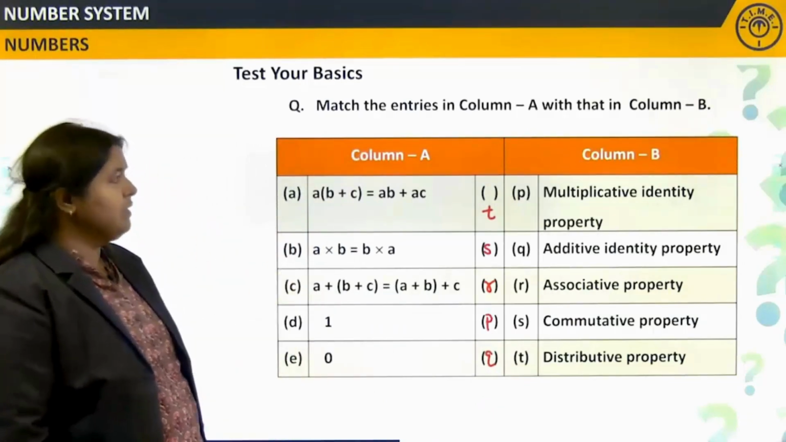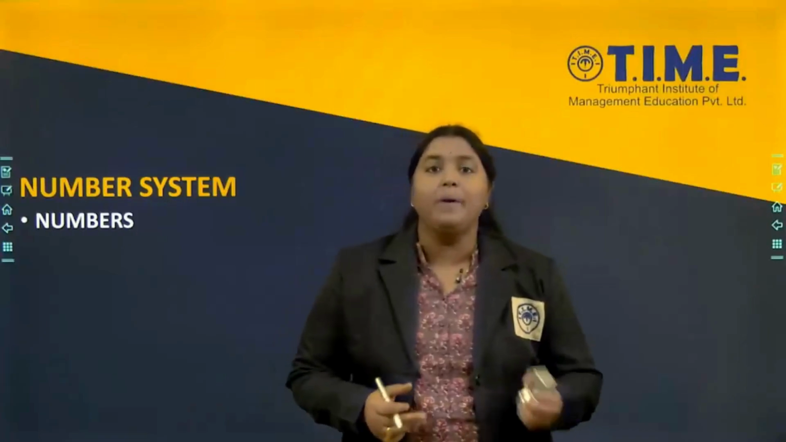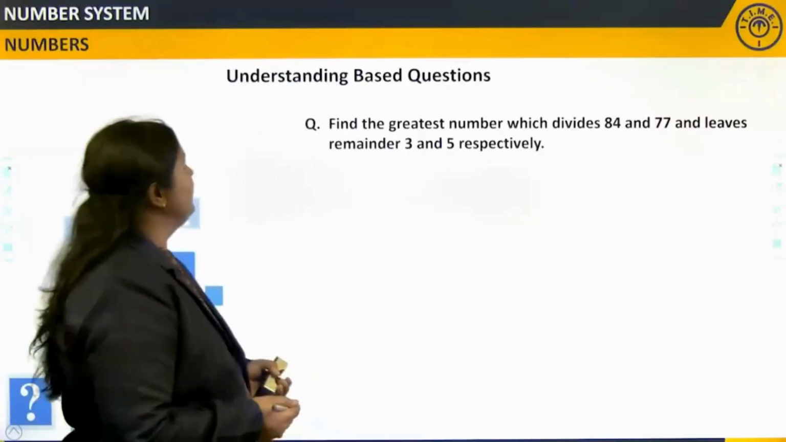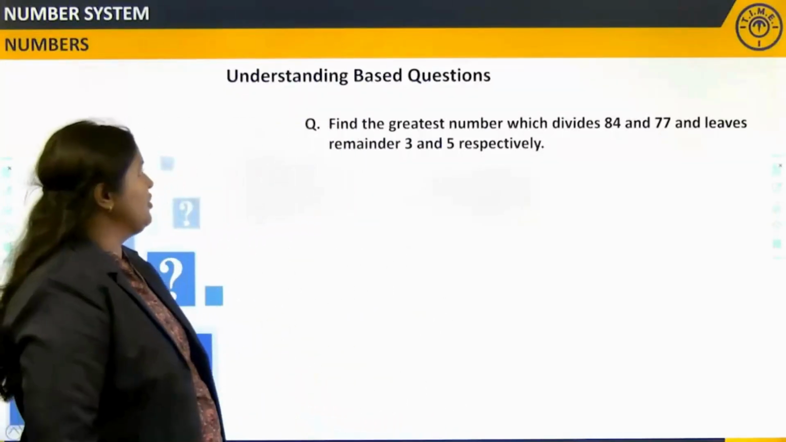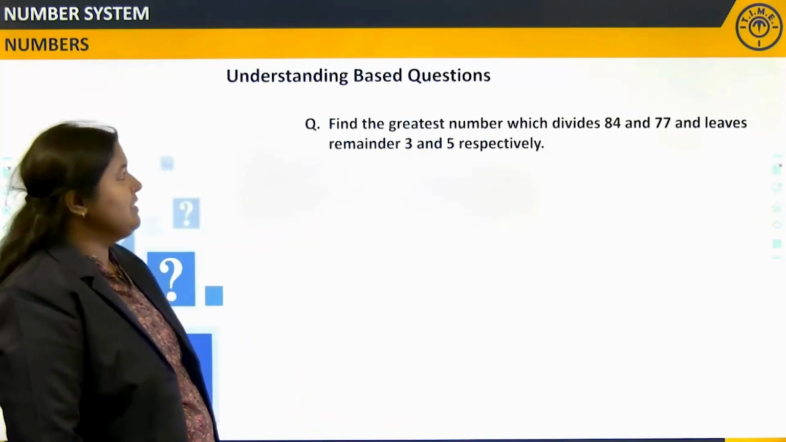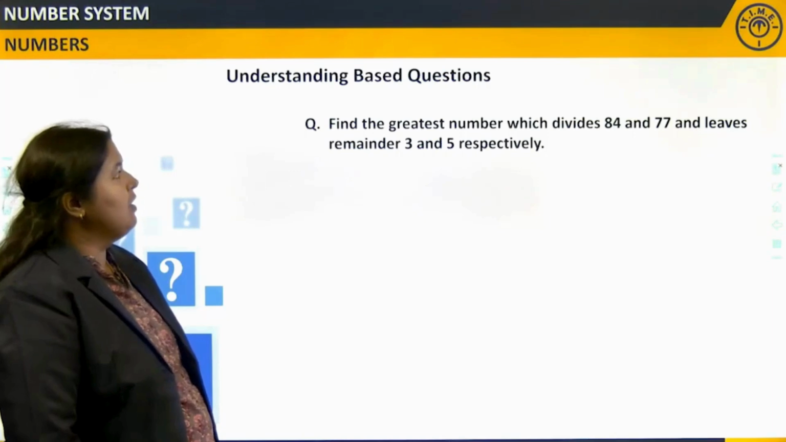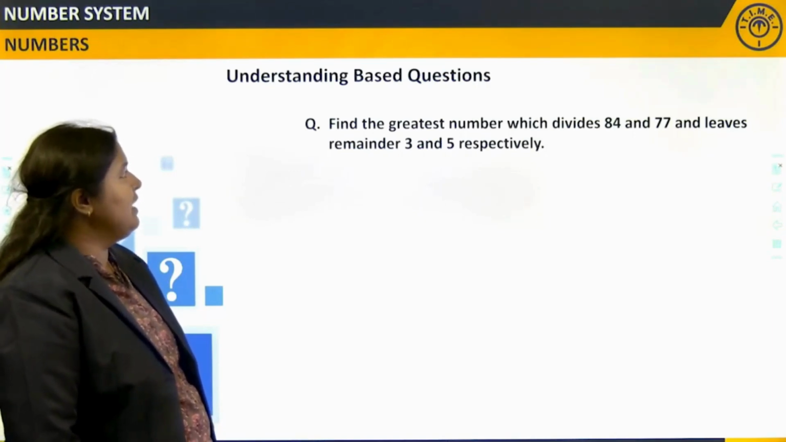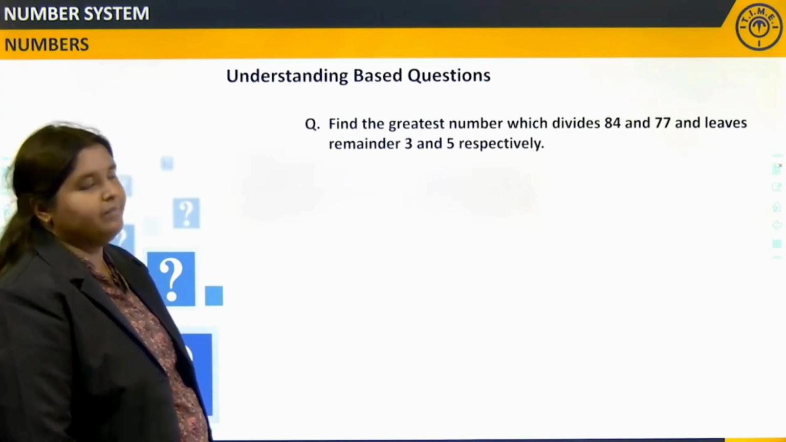So I hope everything was clear. I hope by now you are thorough with the basics. I also hope you tried the problems and tested your basics. It's now time to move to the next level of questions called UBQ, understanding based questions. Look at the first question under understanding based questions. Find the greatest number which divides 84 and 77 and leaves a remainder 3 and 5 respectively.